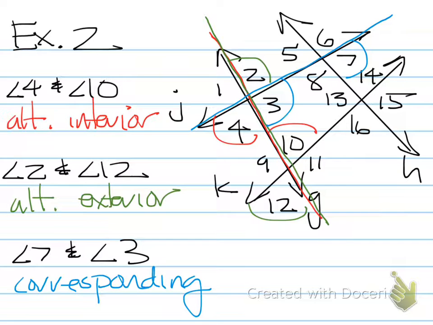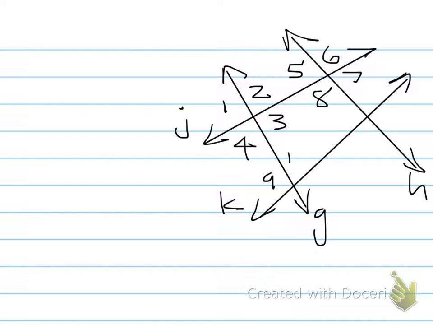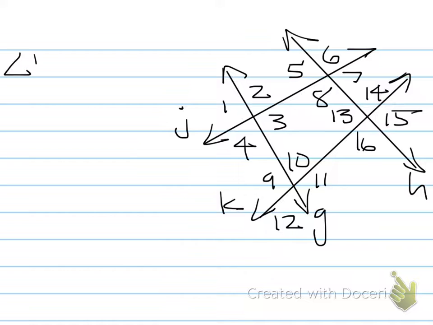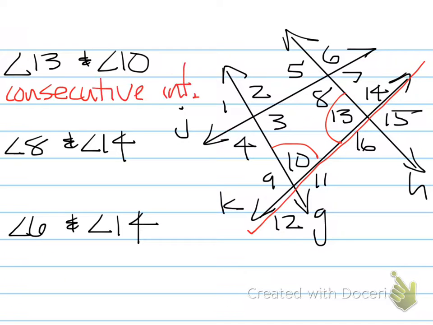Angles 7 and 3 are along the transversal J. They are both on the same side of the transversal. One's interior and one's exterior, so they're corresponding angles. Angles 13 and 10 are on the same side of the transversal. They're on the transversal K. They're on the same side of that transversal. They're both interior, so they're consecutive interior angles.